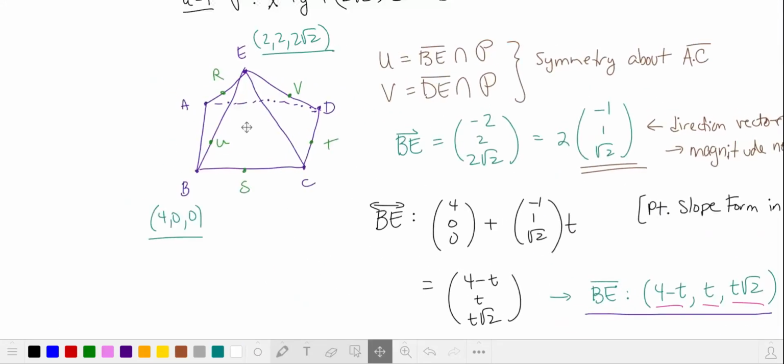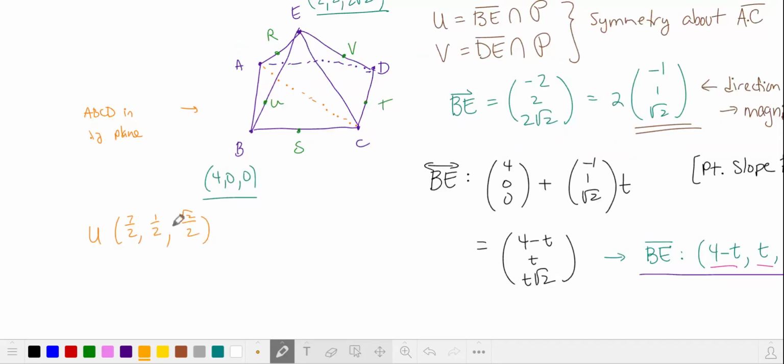Taking a look back here at our diagram, again, because we are symmetric about this segment AC and our square is in the xy plane, we note that V is going to have the same z coordinate as U, that's root 2 over 2, and the x and y coordinates are just the reverse of those of U. So the x coordinate of V is 1/2 and the y coordinate of V is 7/2.